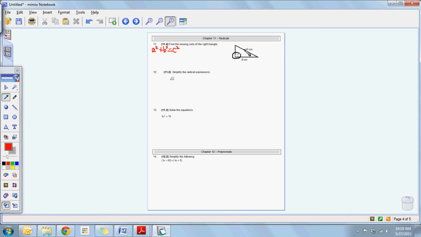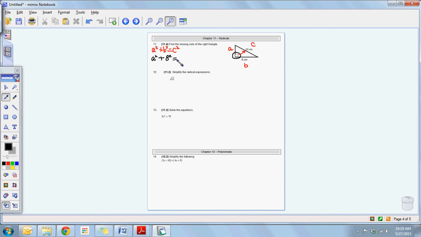And I'm going to label my sides. Which side is A, B, or C? The side that's across from the right angle is always the hypotenuse, which is C. And then A and B, it's completely up to you. The legs don't matter. So I'm going to make this A and I'm going to make this B. Now I'm going to plug that into my formula. I don't know A, so A squared plus B, which is 8, squared.